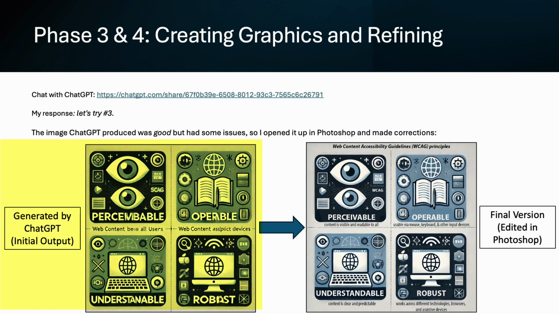The image on the left is what ChatGPT generated based on the POUR principles. It was conceptually strong and visually appealing, but there were a few visual and textual issues, like misspelled labels and inconsistent icon placement. I brought it into Photoshop, cleaned it up, and added finishing touches to produce the more polished version on the right. It's now more accurate, more readable, and more student-ready.